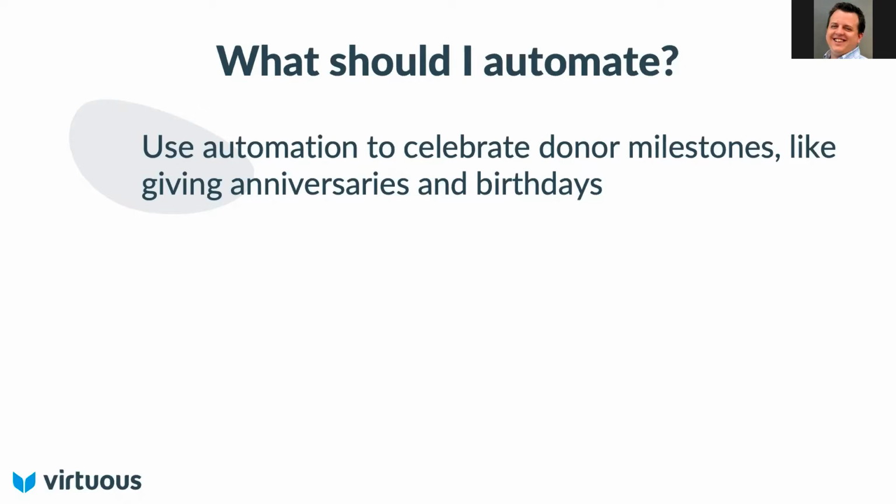Same thing. Your donors have a much more personal connection to you than they do to most of the brands and other stores and businesses they interact with. So sending them something to say happy birthday or to celebrate their giving anniversary. Hey, you've been a donor for 4 years. Fantastic. Those are great things to do through automation. Okay. And again, those are things that you're probably trying to do manually anyway. Great things to be able to have the system do for you.